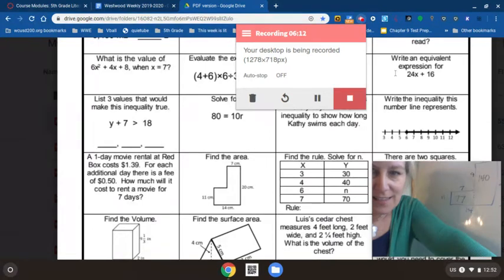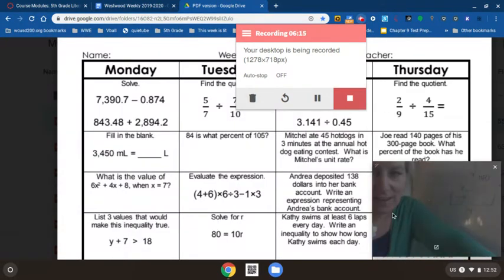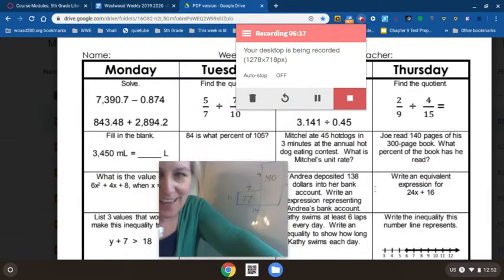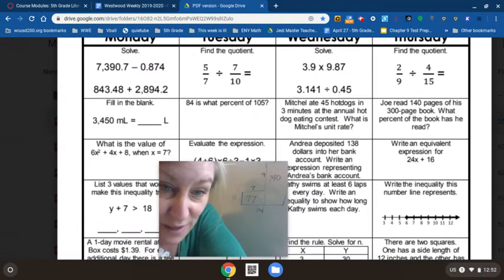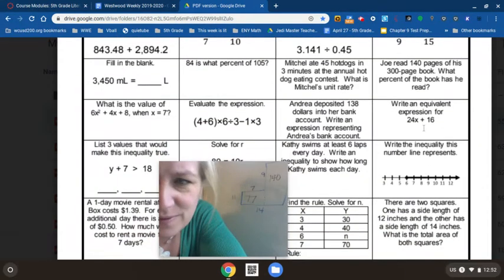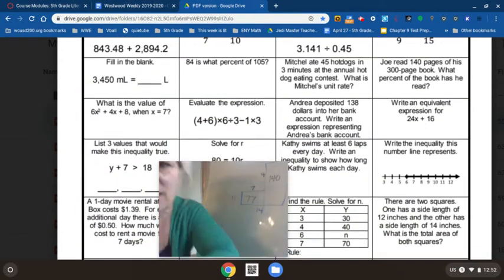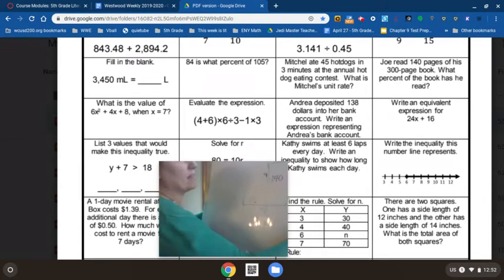Okay, let's see how Thursday's looking. All right, Thursday. So we didn't have to do Wednesday this week. It's Monday, Tuesday, Thursday for your JEdi Master spiral. Write an equivalent expression for 24x plus 16. That's one I definitely want to make sure I keep on practicing with you guys.